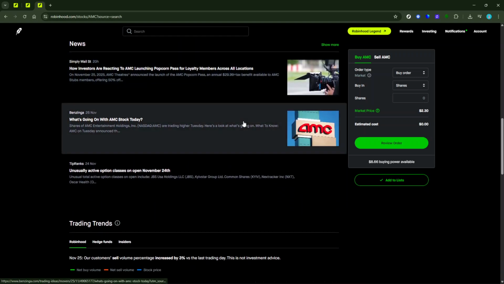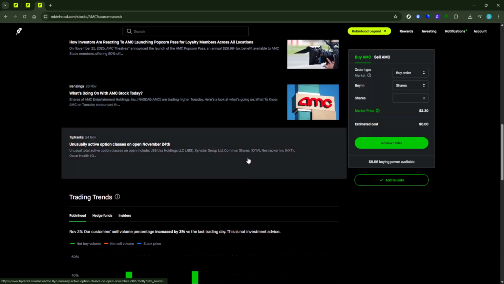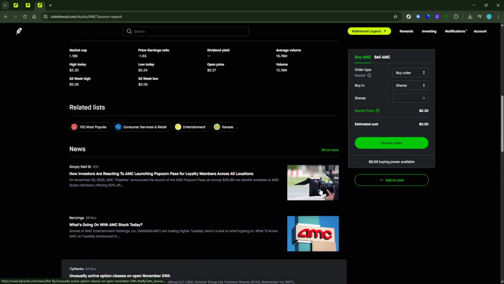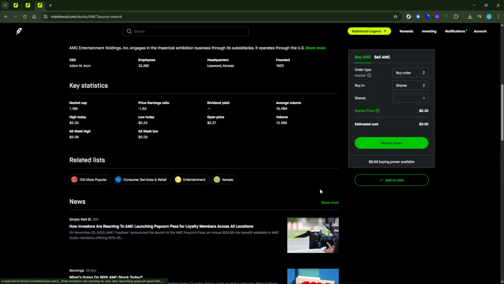The Stats tab typically displays important metrics such as market capitalization, price to earnings ratio, dividend yield, and other financial indicators that help paint a fuller picture of the stock's health.